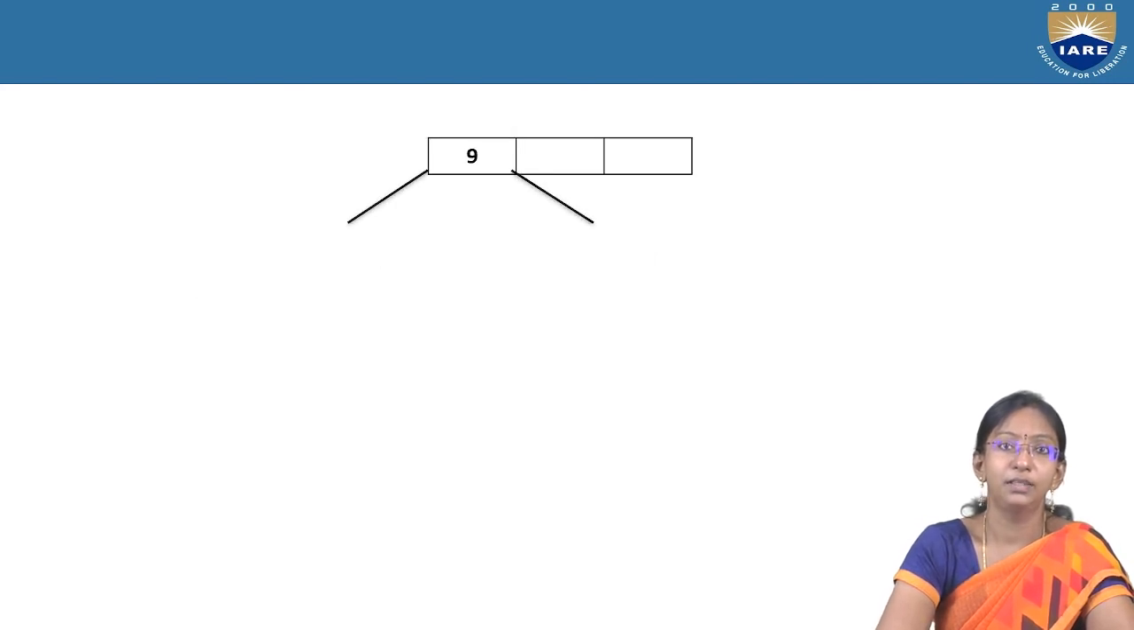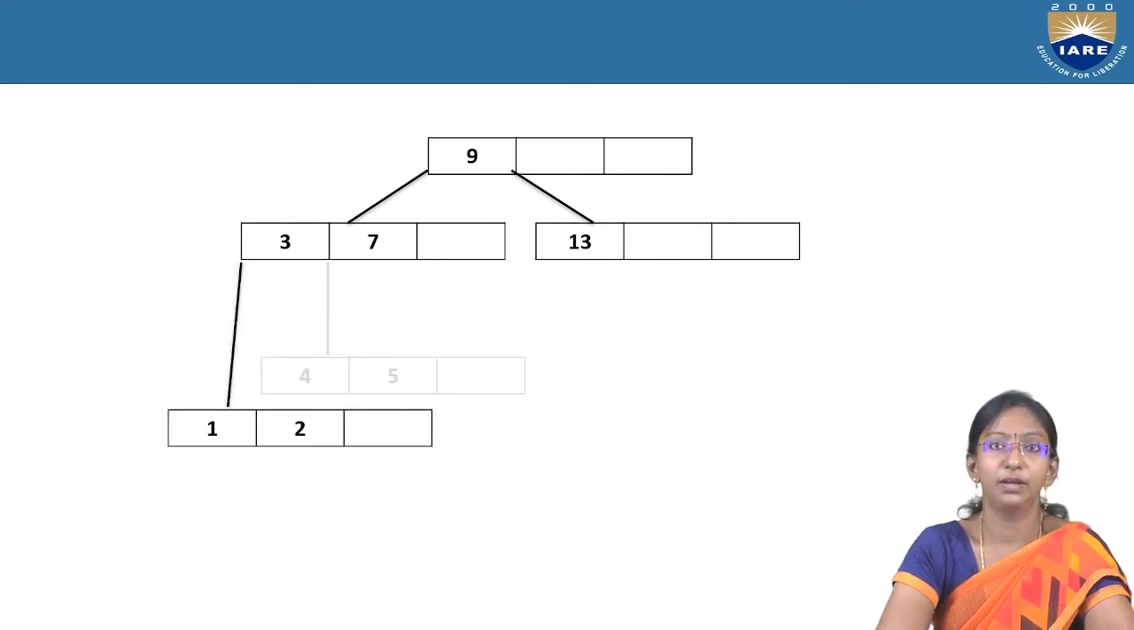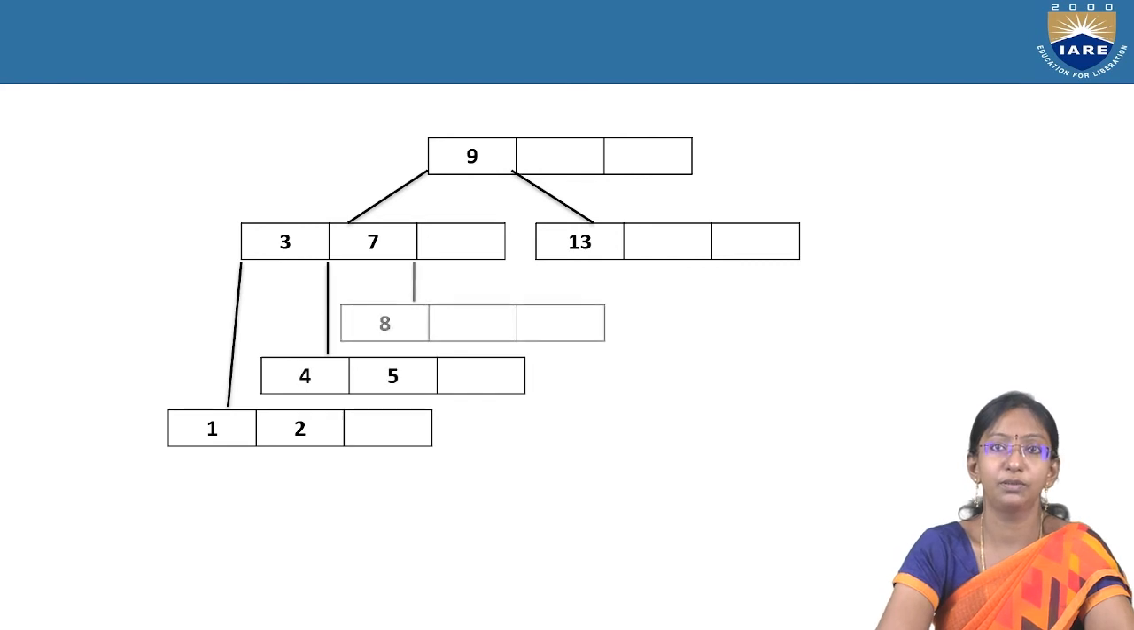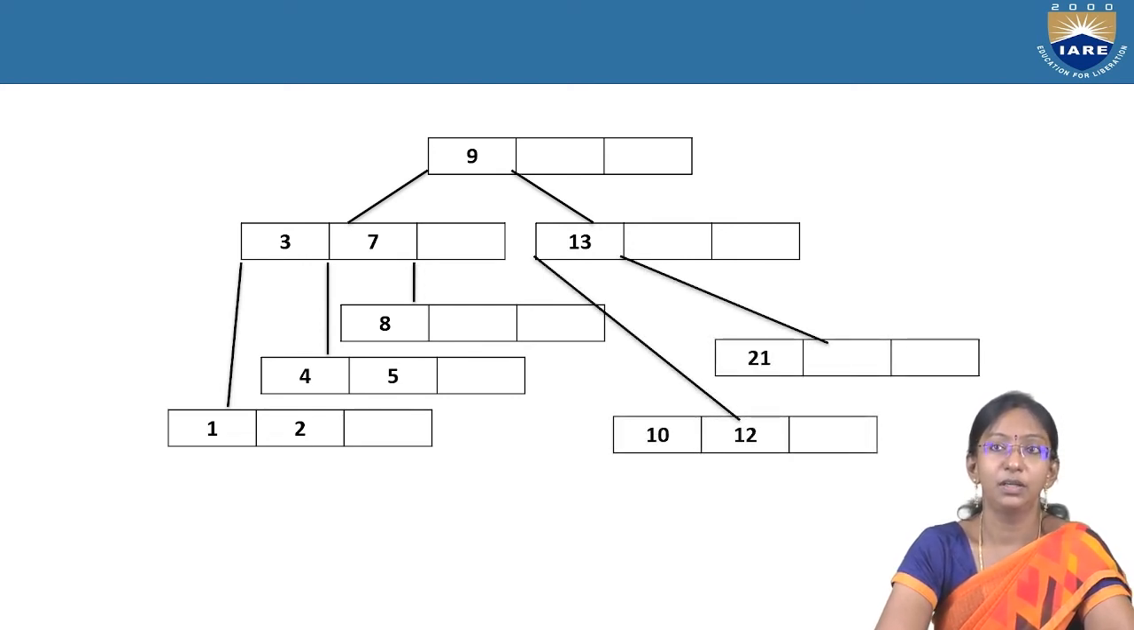So now the left of 9 is 3, 7. Right is 13. Left of 3 is 1, 2. Right of 3 is 4, 5. Right of 7 is 8. Left of 13 is 10, 12. Right is 21. This is your final list. After insertion, this is a proper ordered 4-way search tree, right?